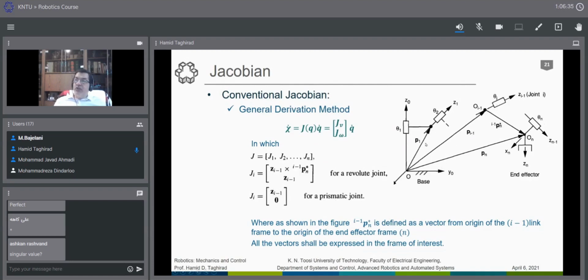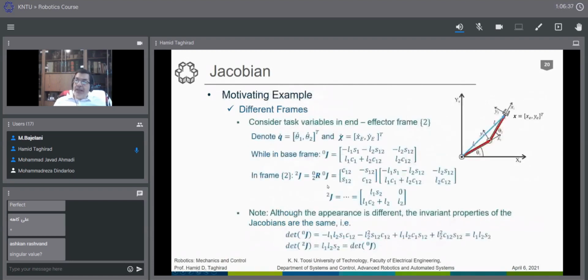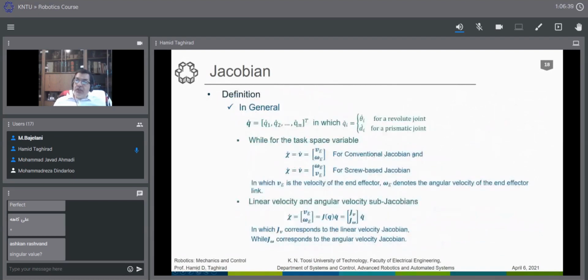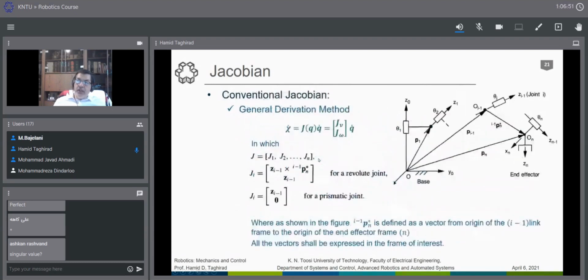Because for a prismatic joint, if you remember, if we go back to here, for a conventional Jacobian, the first part is the velocity of the end effector, and the last part is the angular velocity. And for the prismatic joint, we don't have any angular velocity adding to the system. So this part would be 0. And the linear velocity is along the zi joint. So we have the zi at the top and 0 at the bottom for a prismatic joint.